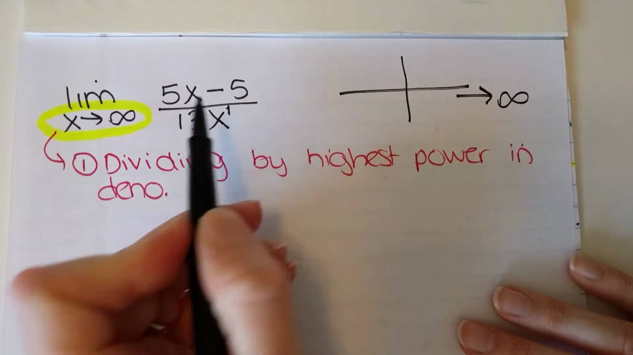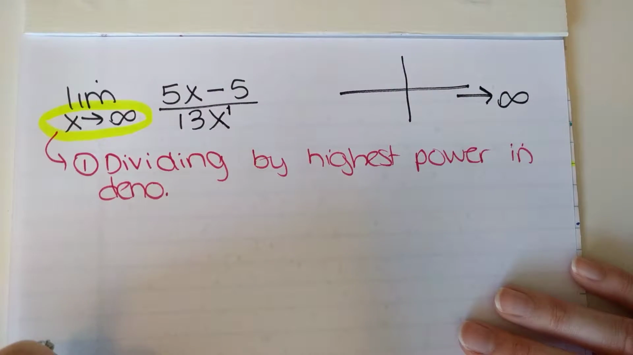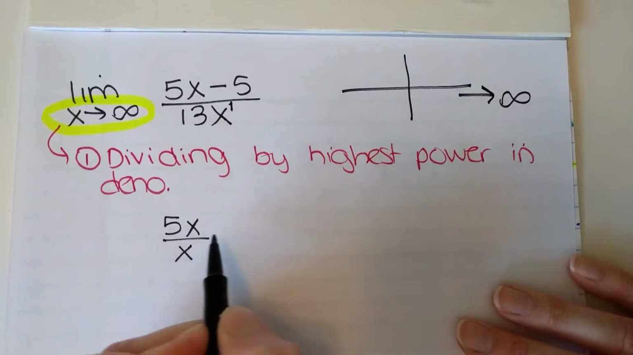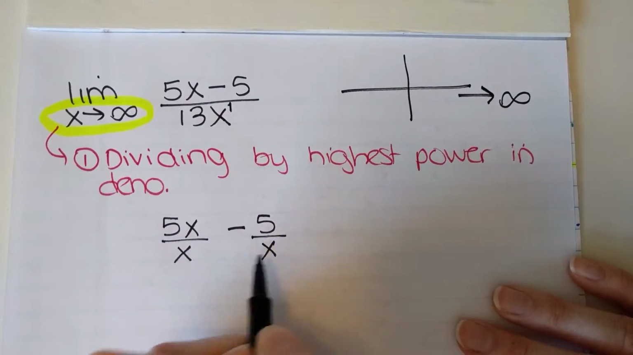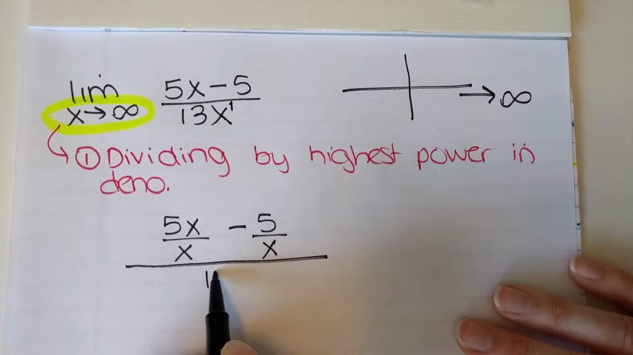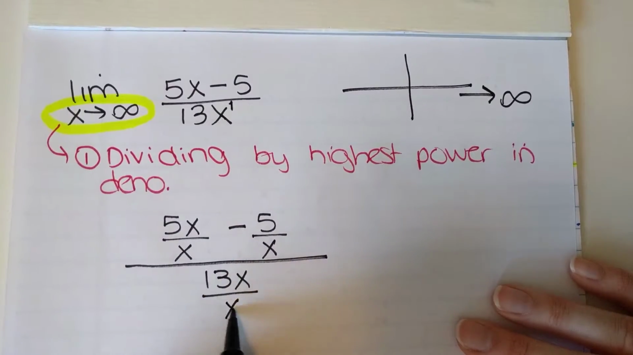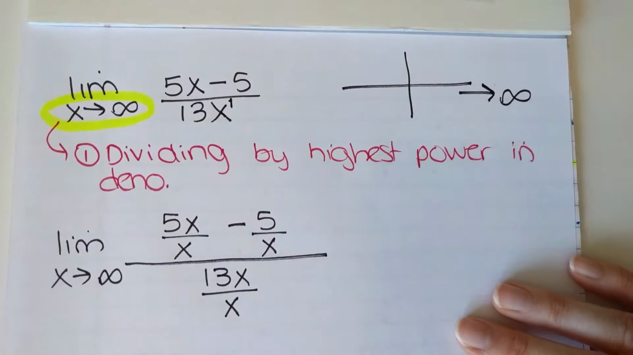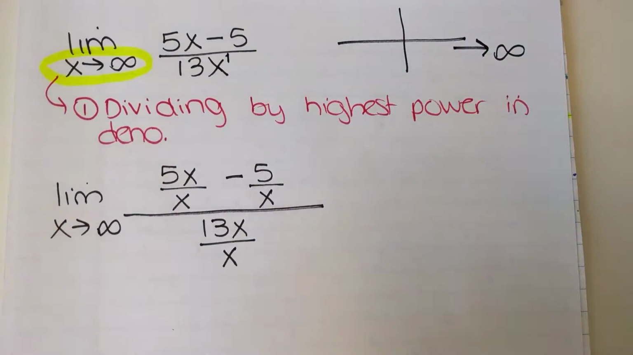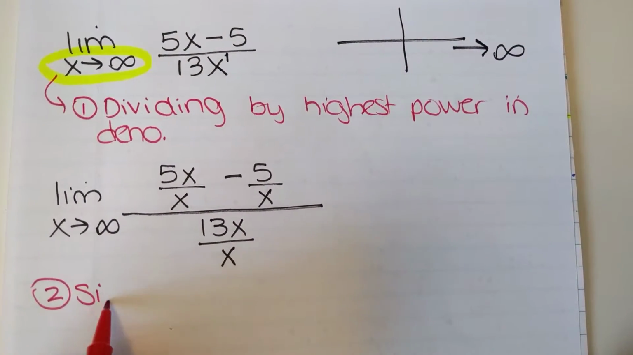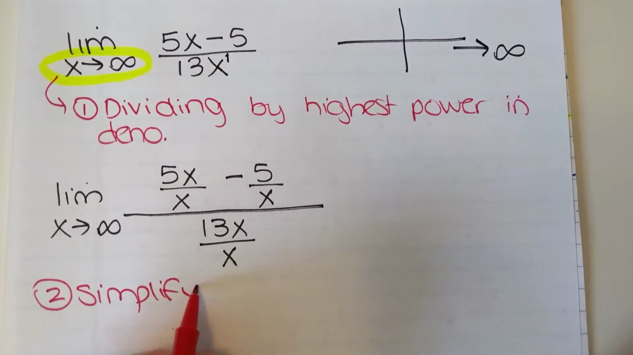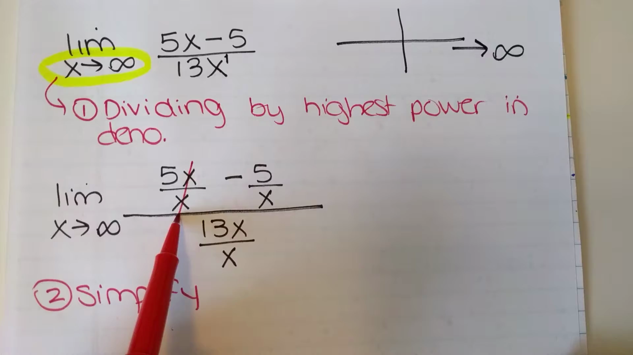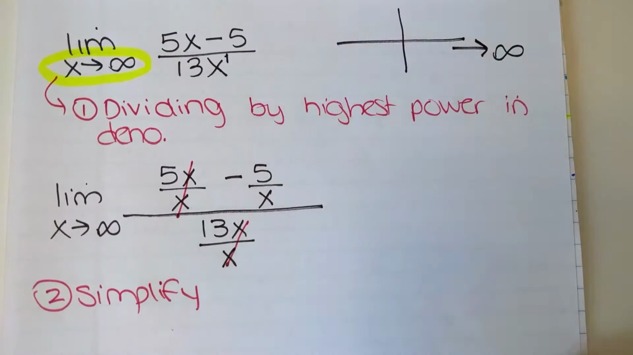So in this case, the highest power is x to the first. So we are going to divide every single term of this expression by x to the first. So we divide each of these terms by x to the first, and we still have our limit as x goes to infinity. Now, once we do that, we then have to simplify. So we simplify, again, subtracting our exponents. In this case, the simplification involved is just going to be to cross out these x's, cross out these x's.